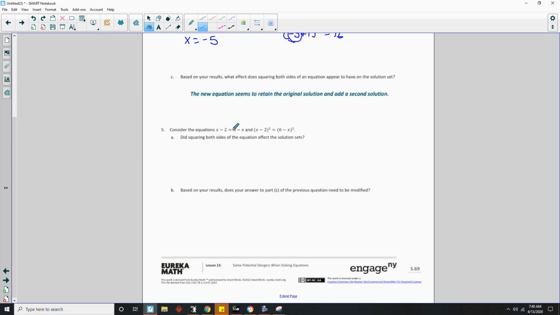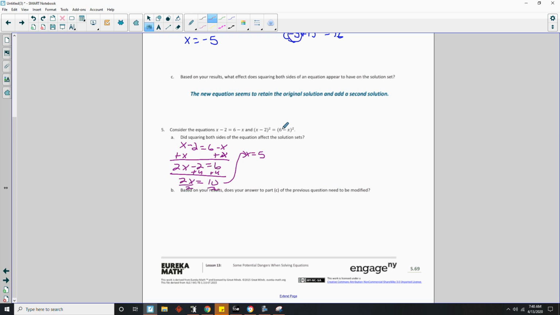So if I just solve this, x minus 2 equals 6 minus x, then I would get, first I'll rewrite it. I would add x to both sides, and I'd get 2x minus 2 equals 6. And then I would add 4 to both sides, and I'd get 2x equals 10. And then I'd divide both sides by 2, and I get x equals 5.